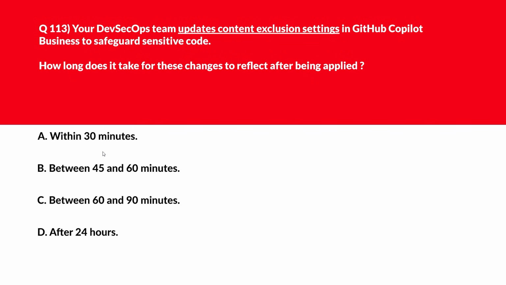Option A says within 30 minutes. Content exclusion changes in GitHub Copilot Business are processed and reflected within a 30 minute window, ensuring timely enforcement of updated settings. Let's keep it. Option B says between 45 and 60 minutes. The update window completes earlier than this range. So this is incorrect.